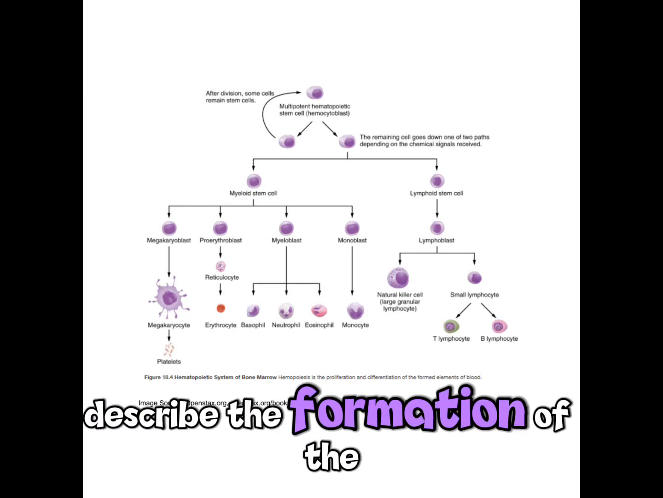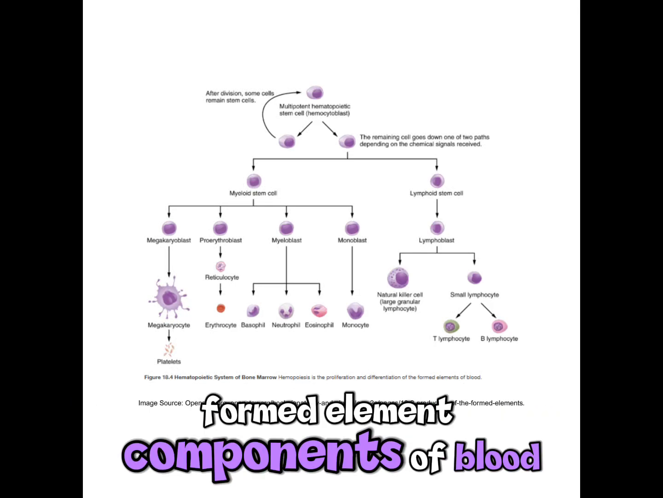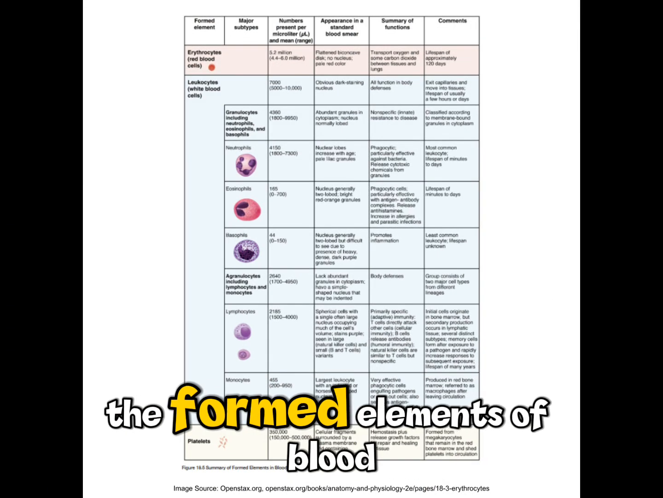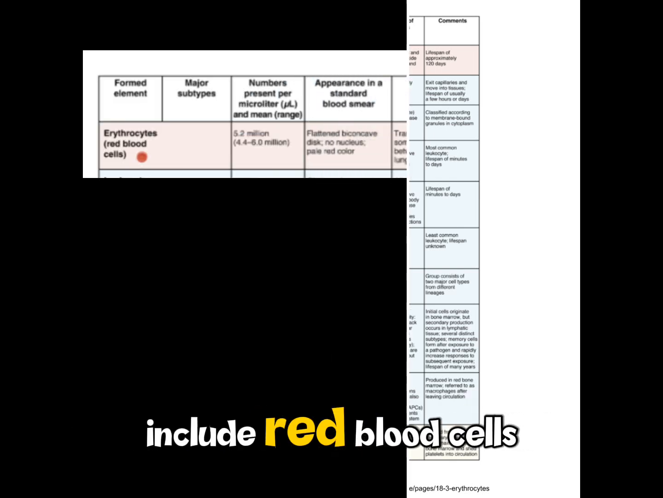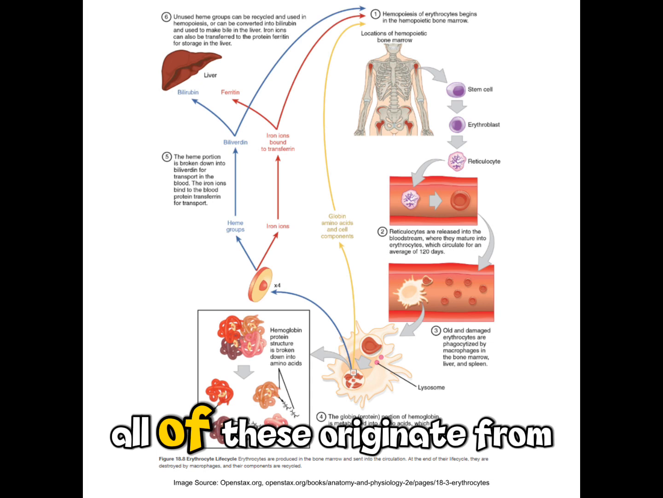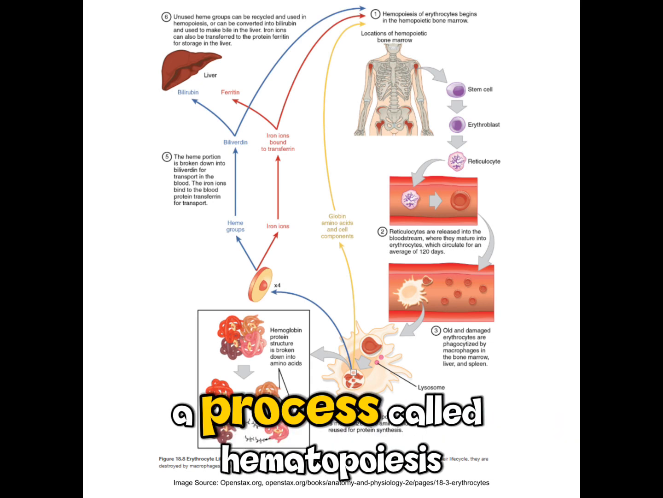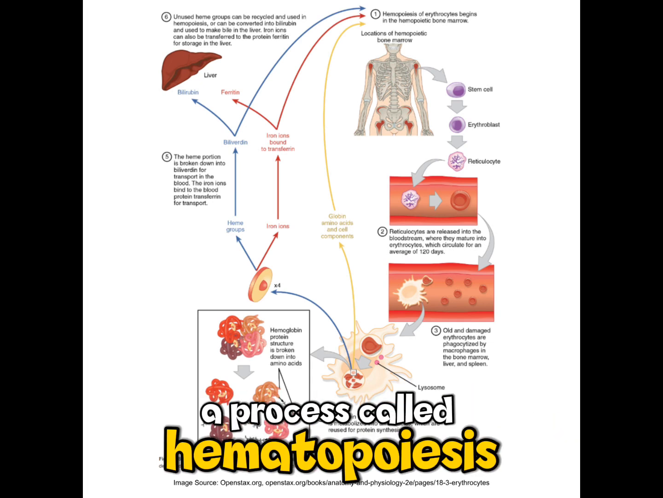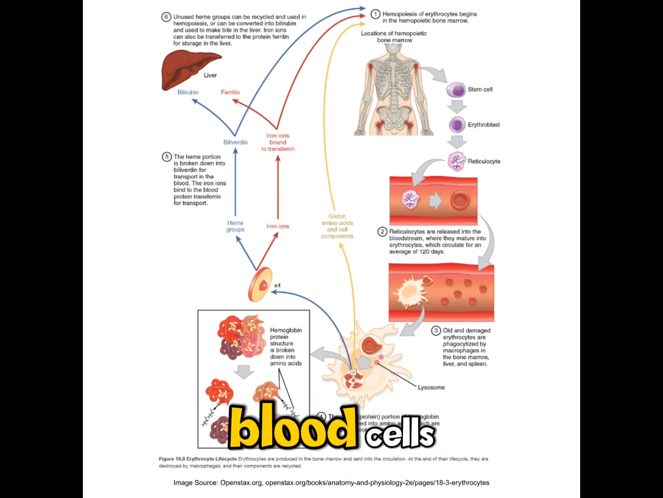Describe the formation of the formed element components of blood. The formed elements of blood include red blood cells, white blood cells, and platelets. All of these originate from a process called hematopoiesis, which is the formation of blood cells.